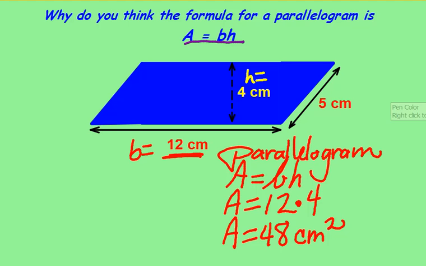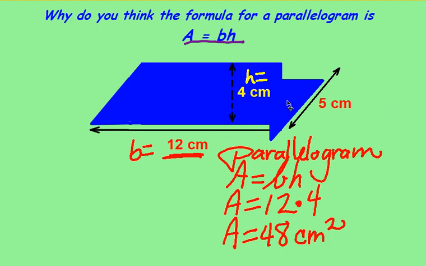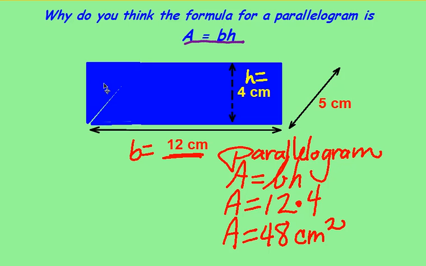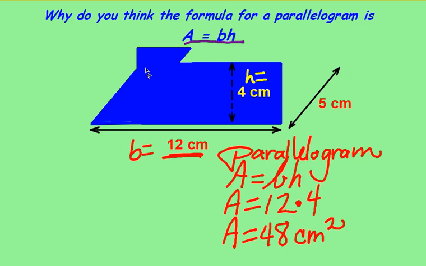The reason that this works is because if you had taken this piece and moved it over here, you see it works the same as length times width. For a rectangle, it's the same idea. That's why you need to be sure and pick up the height rather than this side.